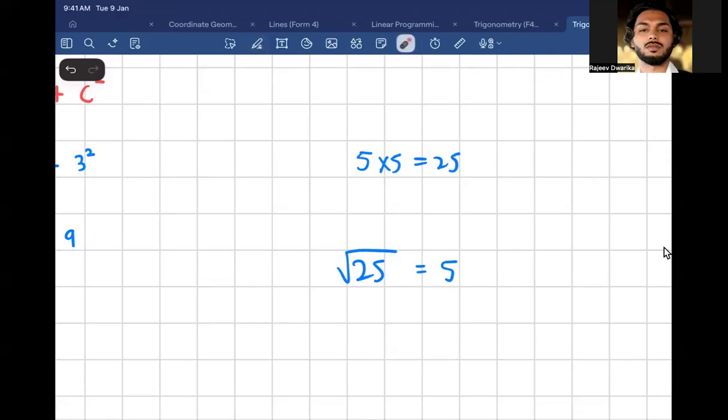When you square something, you're multiplying it by itself, but when you find the square root of something, you're trying to figure out what you multiplied to get the answer. They're the opposite of each other. You see how they're undoing each other? Like 25, how did we get 25? If you want to know that, just find the square root of 25. 5. You see how they undo each other in a sense?